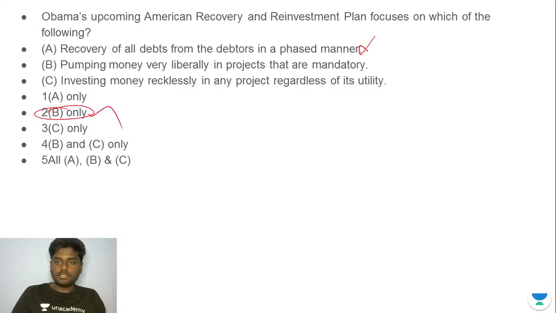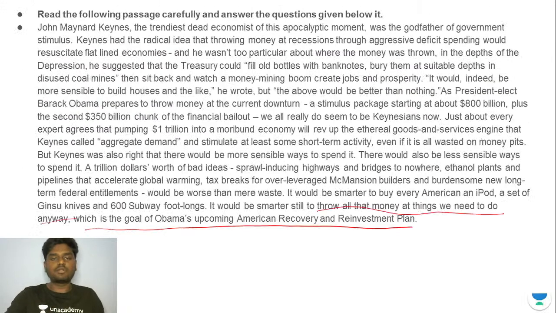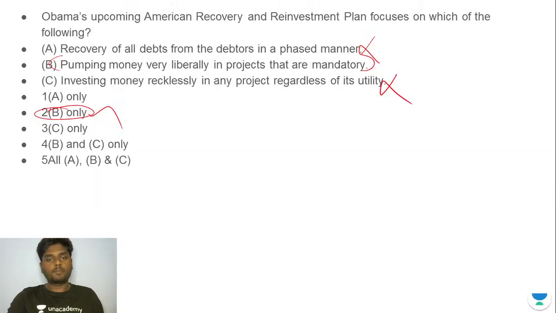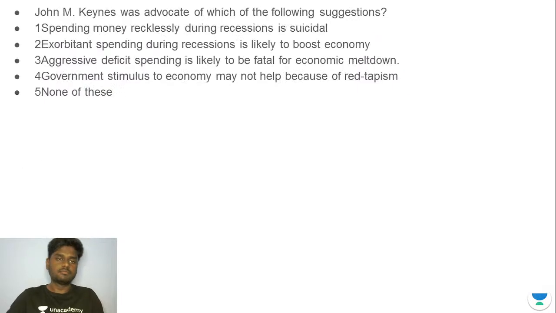It's been mentioned nowhere else here, and this has been mentioned: pumping more money very liberally in projects that are mandatory. That's what the underlying statement contextually means. Okay, so definitely for the very first one, option B is the right answer. All good. We'll go for the next one.